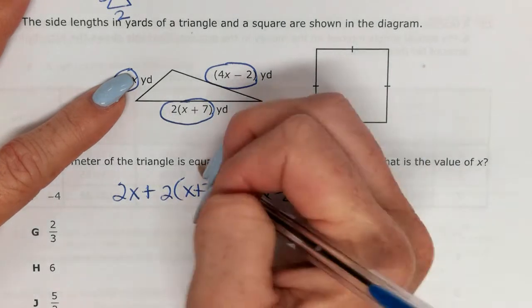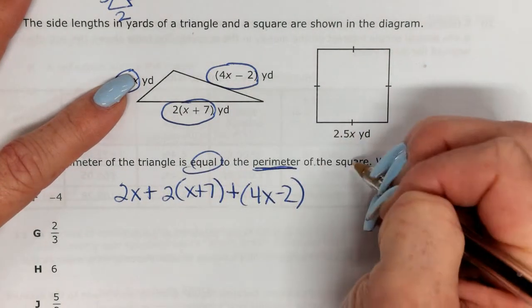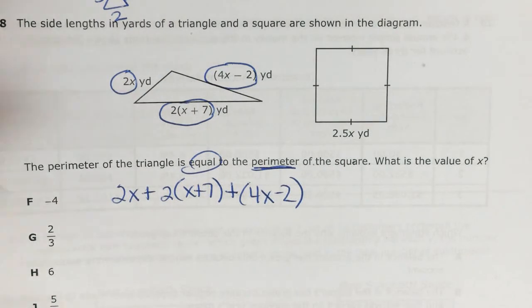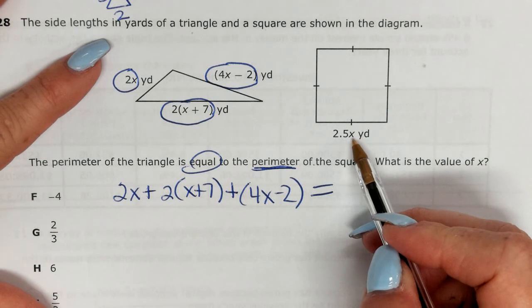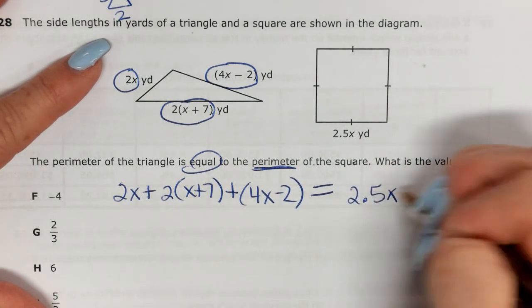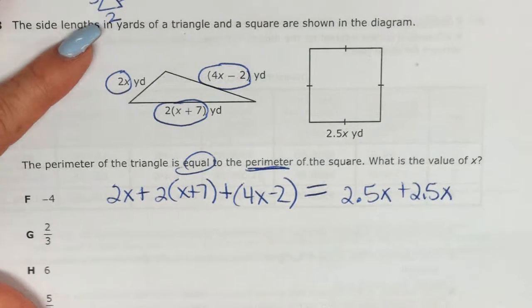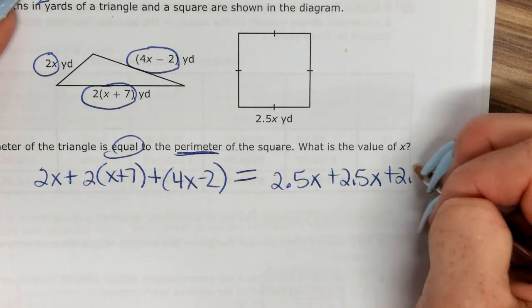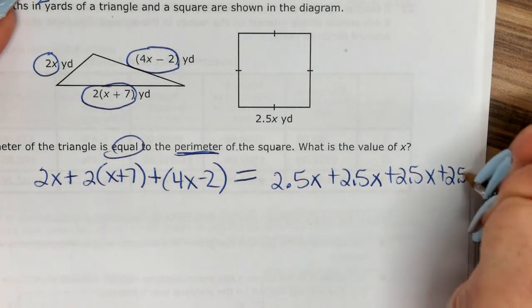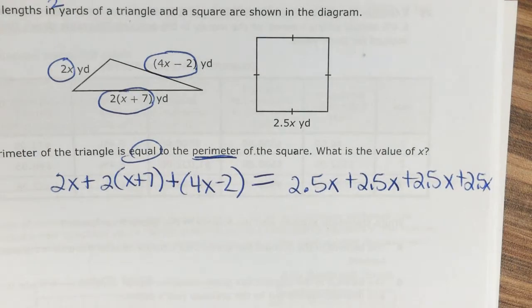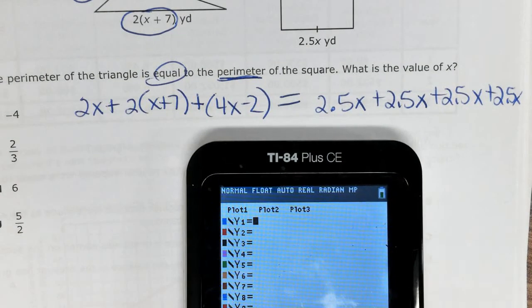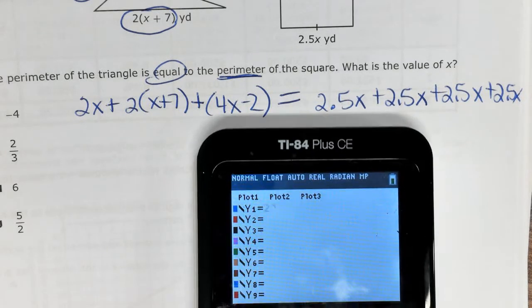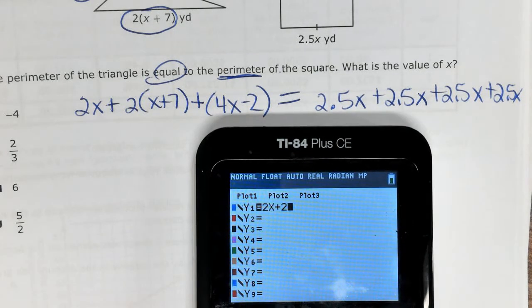All right, and it is equal to the perimeter of the square. Well, how do you find the perimeter of the square? Add all the sides, so I've got 2.5x plus 2.5x. How many sides are there? Plus 2.5x plus 2.5x. Can I solve this equation in my calculator? Even though it's long and crazy, I can still go into y equals and solve the equation. So I would type in exactly what I see.